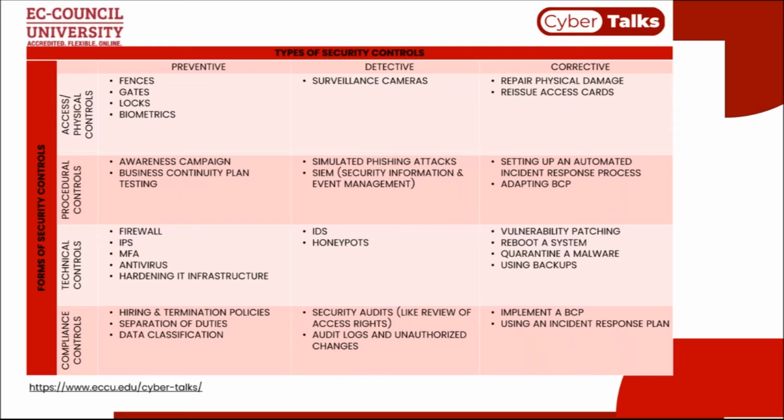If we stay in this form and look at the detective controls, obviously you can use surveillance cameras, which means even if somebody is robbing your house, you have it on camera, or you could see it in real time. So that's more the detective control. And then corrective: if your fences are damaged, you should definitely repair them.